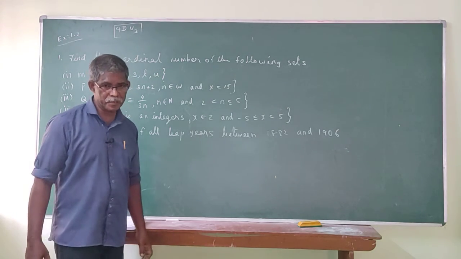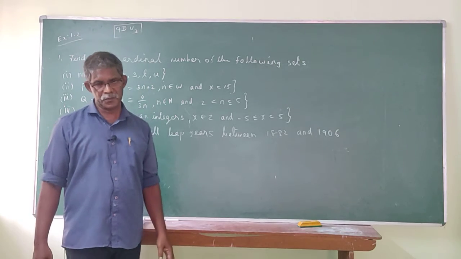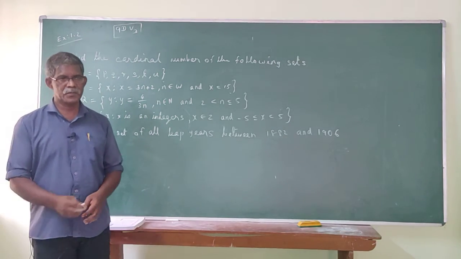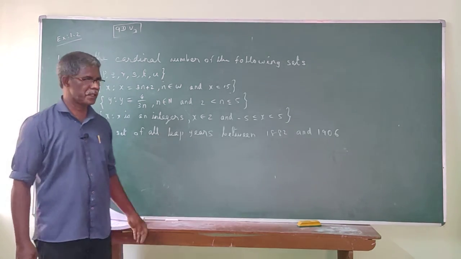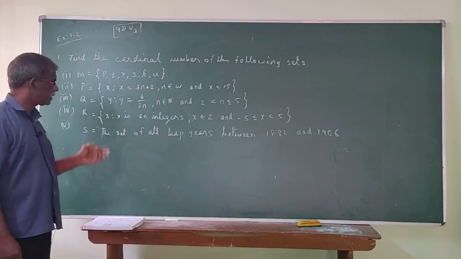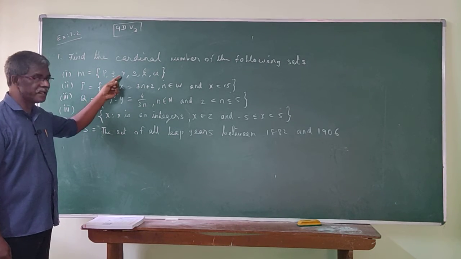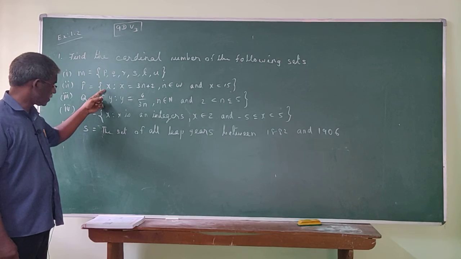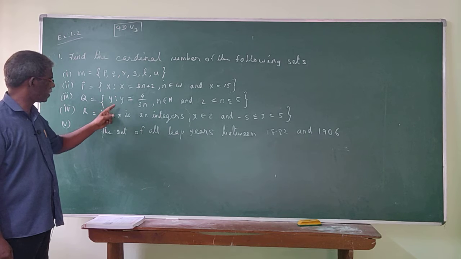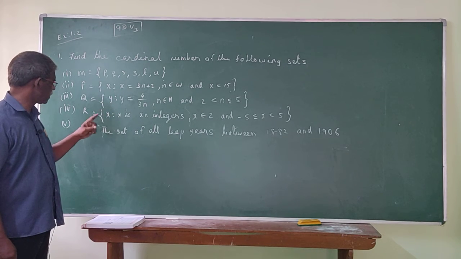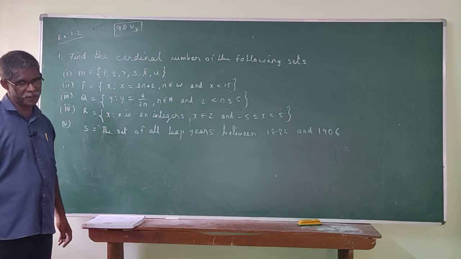So what is the meaning of cardinal number? The number of elements in the given set. So to find the cardinal number means we have to find the number of elements in each set. Here 5 sets are given in different methods. The first set is given in roster form. The second is given in ruler form. The third is also ruler form. The fourth is also ruler form. The fifth is given in descriptive form.